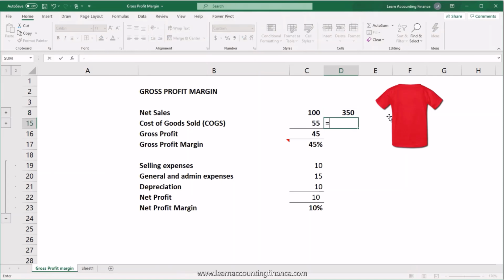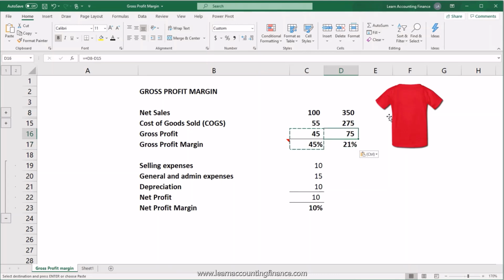Let's assume your cost will increase in the same way. So you have $55 per t-shirt, and then in this case, times 5 would be $275. What will be your gross profit and gross profit margin in this case? If I copy the formula, you see that your gross profit is $75 and your gross profit margin is 21%. Just looking at the gross profit margin, you see that your gross profit margin has dropped because of the drop in selling price from $100 to $70.